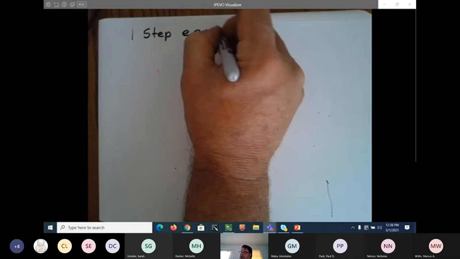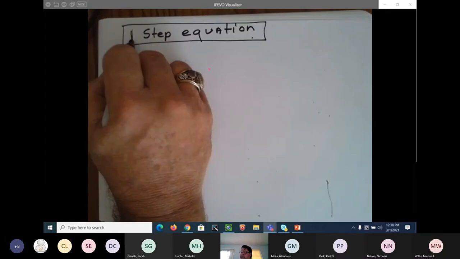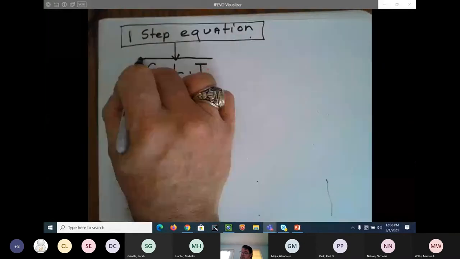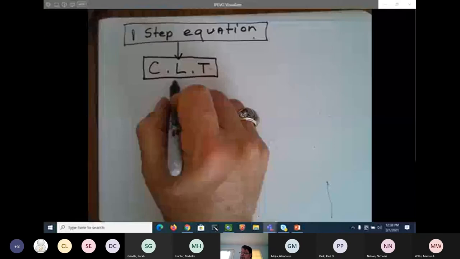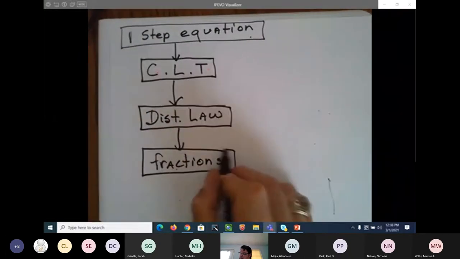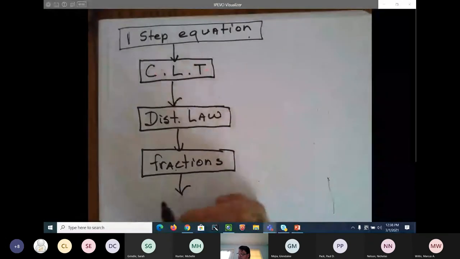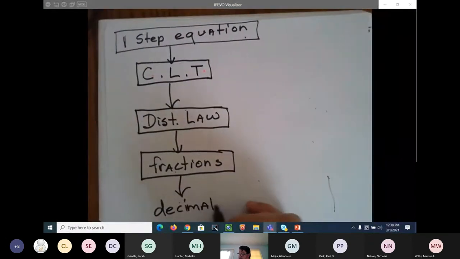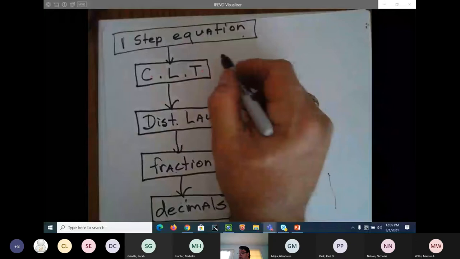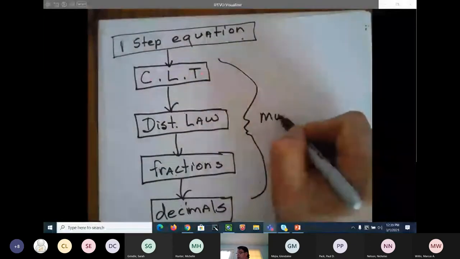And I add to that one-step equation combining like terms, or I add distributive law, or I add fractions, or I add decimals, or I add all 4, then you got students that go, math is just not my thing. These are called multi-step equations.